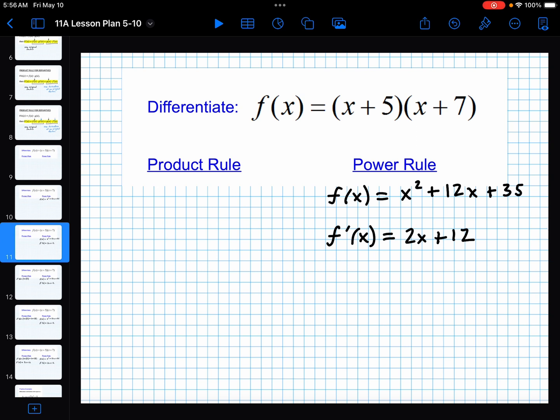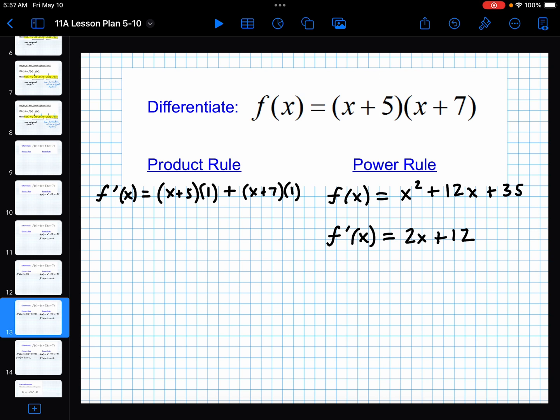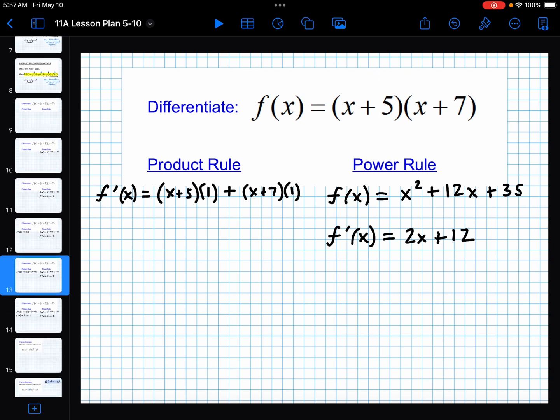However, because this function is written as a product of two factors, x plus 5 and x plus 7, I can apply the product rule here. So if I go to take the derivative, I have the original first factor times the derivative of the second factor. The derivative of x plus 7 would be 1. And then I add to that the original second factor, x plus 7, times the derivative of the first factor, x plus 5, which would also be 1. Now when I distribute those 1's and add the x plus 5 and the x plus 7 together, I wind up with the same exact thing that I did by multiplying them out first.